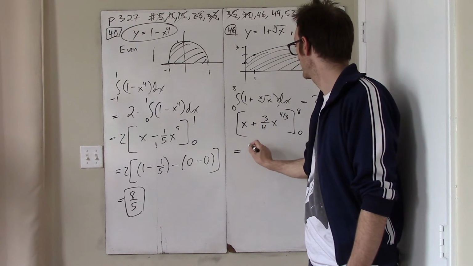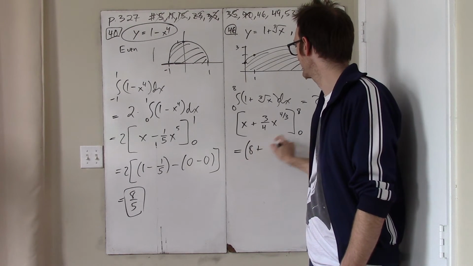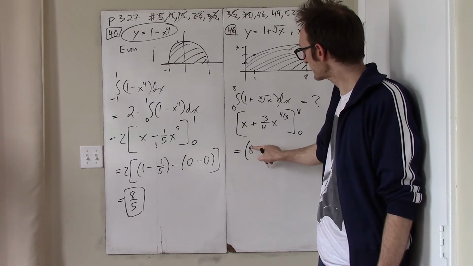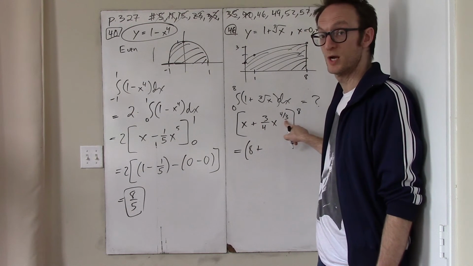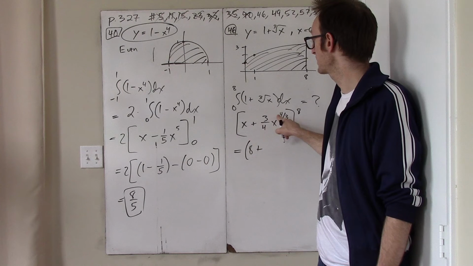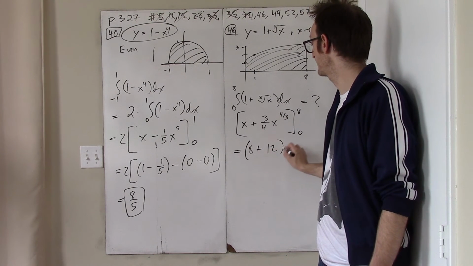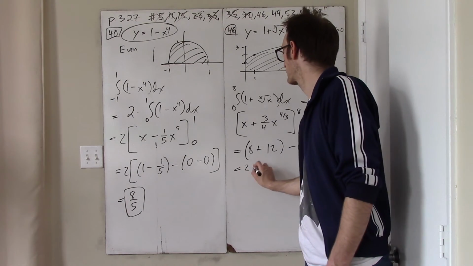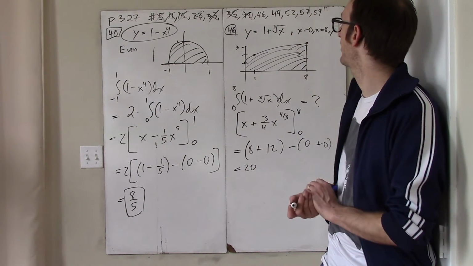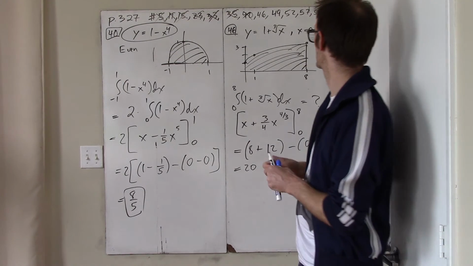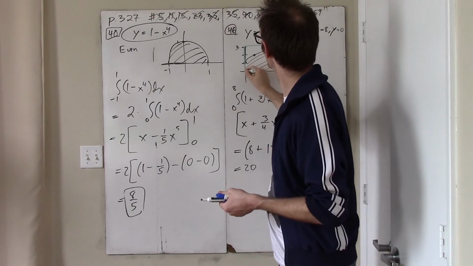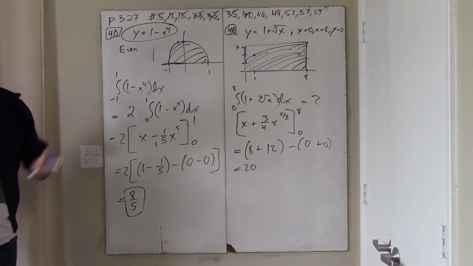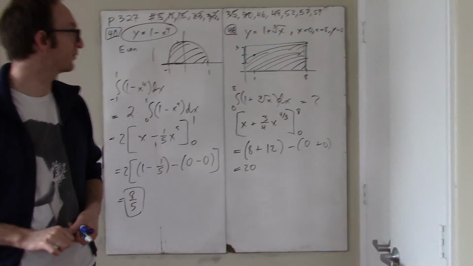When we evaluate it at 8, we get 8 plus, what is 8 to the 4/3? Well, the cube root of 8 is 2. To the 4th power is 16. So divided by 4, this becomes 12. And then these are just all zeros. And so this answer is just 20, which looks about ballpark right, because this is an 8 by 3 rectangle. So it seems very reasonable that our area is 20 out of that 24 possible.